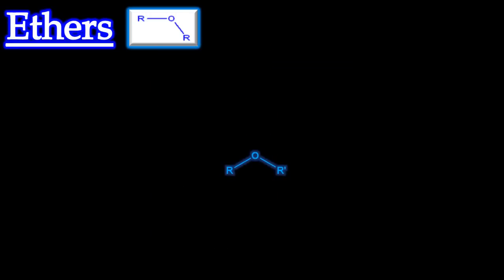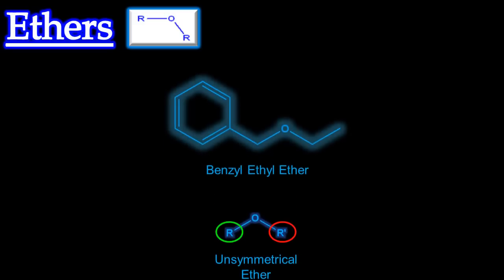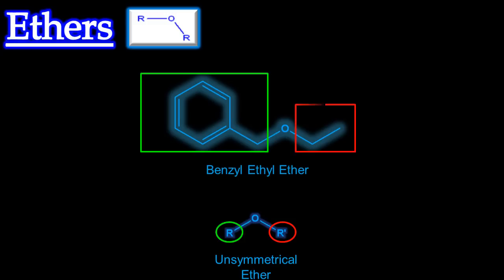On the other hand, if two carbon groups attached to the central oxygen are different from one another, then an unsymmetrical ether results. Benzyl ethyl ether is an example of an unsymmetrical ether. It features an aromatic benzyl group and an ethyl group attached to the central oxygen.